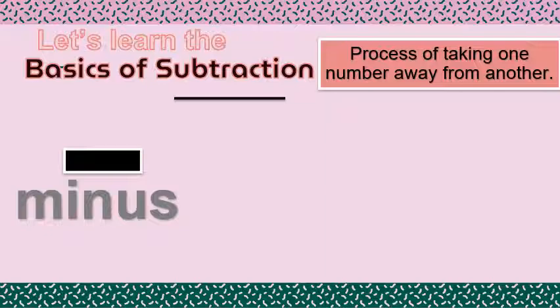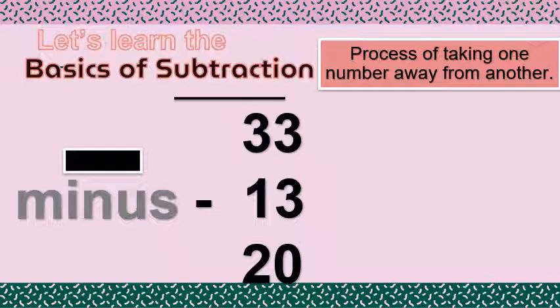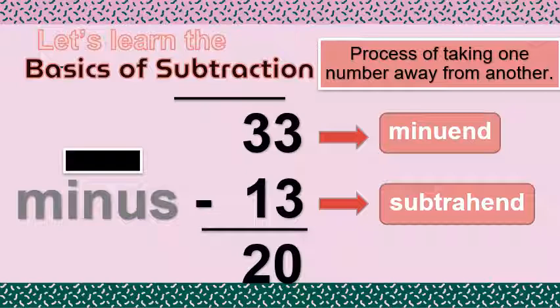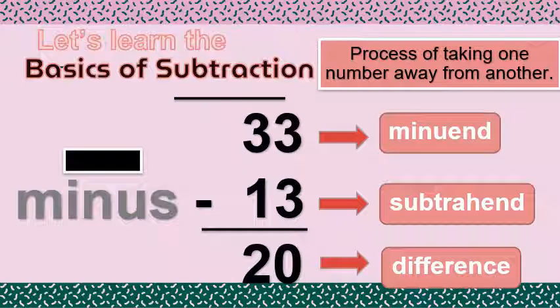For example, we have here 33 minus 13 is equal to 20. 33 is the base number. This is called minuend. And 13 is the number you're going to take away from the first number. This is called subtrahend. And the answer is 20. 20 is called difference.